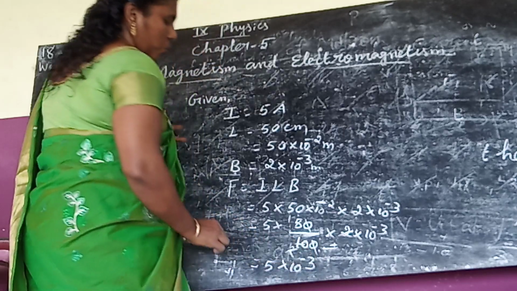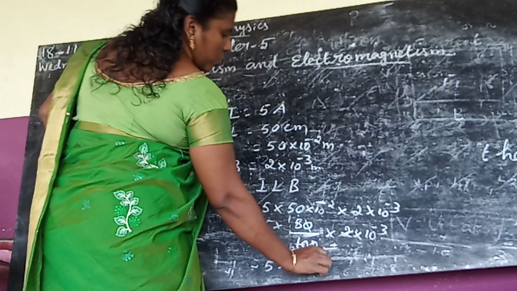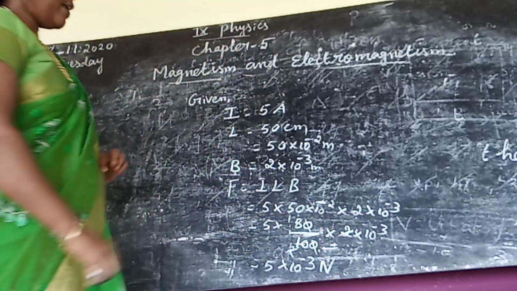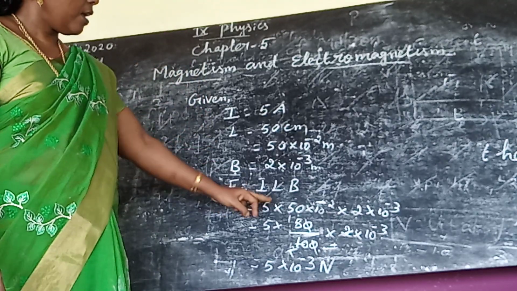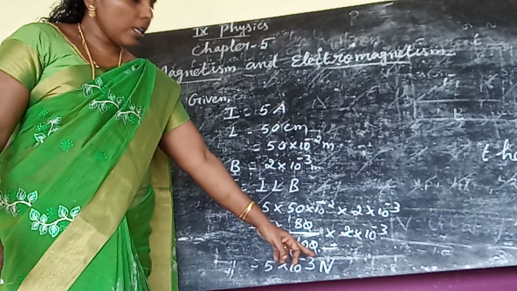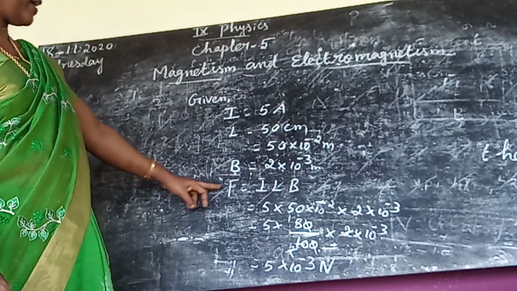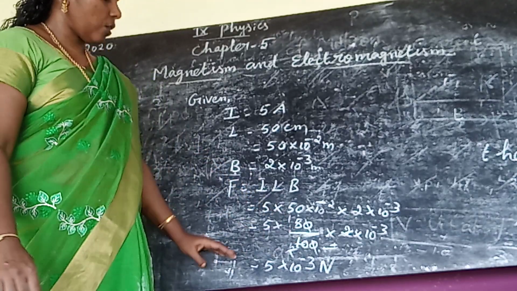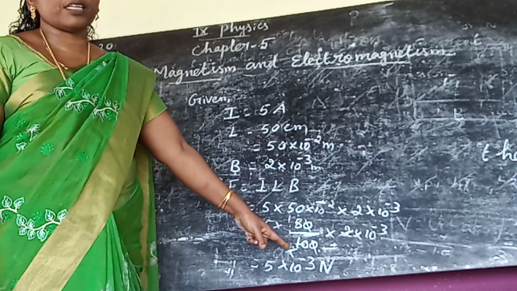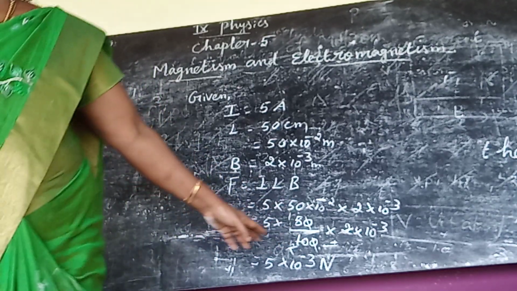What is the unit of force? Newton is the unit of force. So like that you have to do. First write what is given, then the formula, then substitution, and the answer. What you have to find is force. The unit of force is Newton. So the answer you have to write is 5 into 10 power minus 3 Newton.